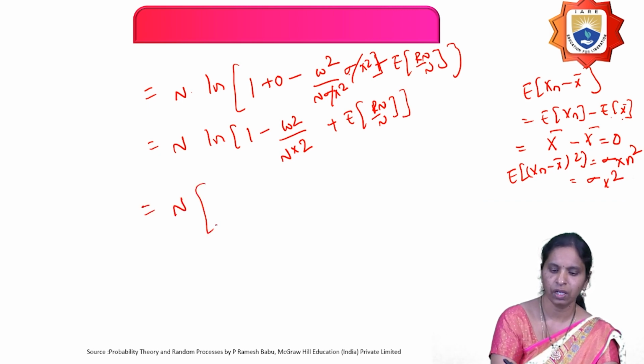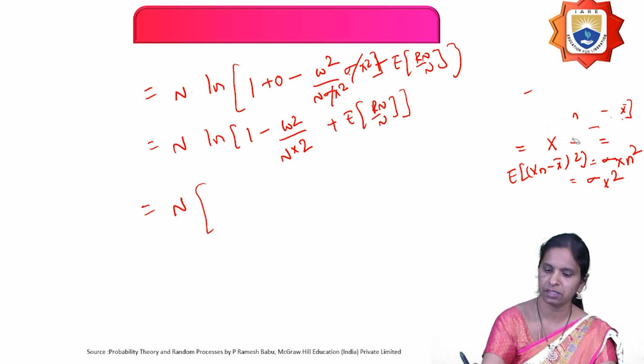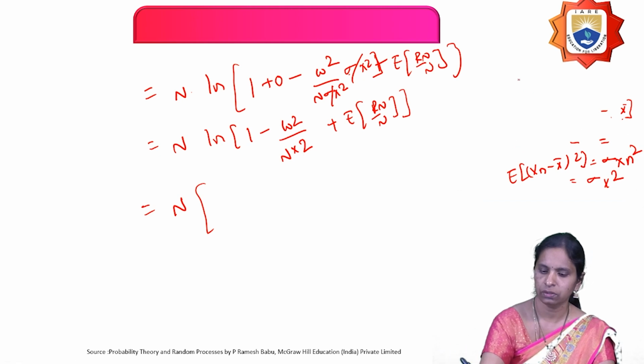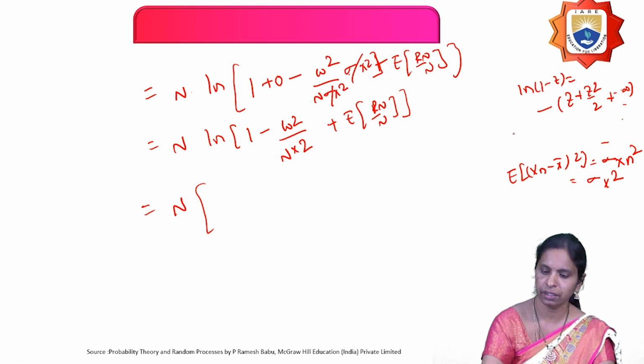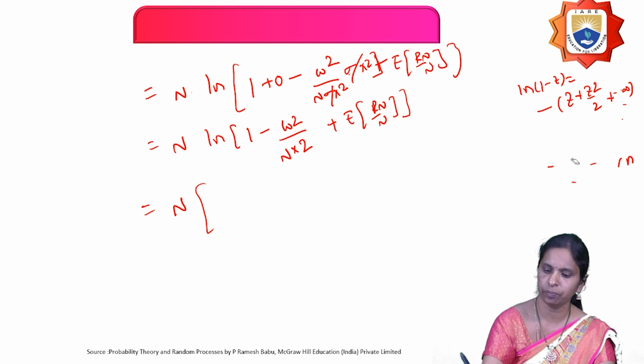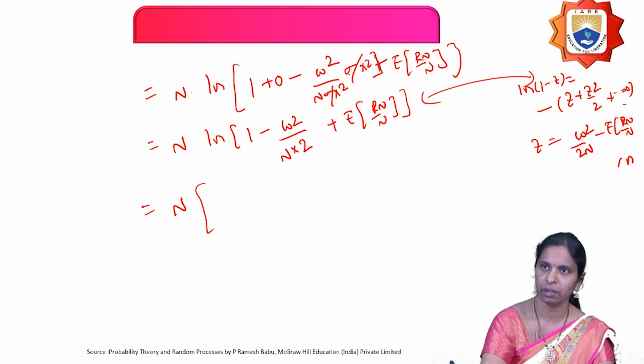That equals n into ln of 1 minus z. How can we represent ln of 1 minus z? Ln of 1 minus z is nothing but minus of z plus z square by 2 plus, and so on up to infinity. Therefore, here, what is z? You just compare this equation, then z equals omega square by 2n minus the expectation of Rn by n.